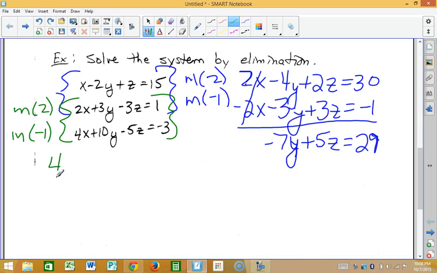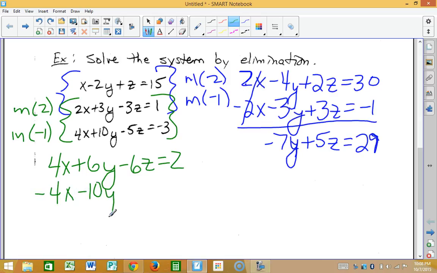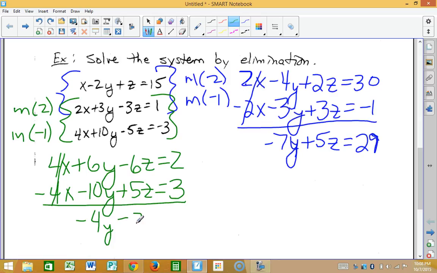So 2 times 2 is 4x. 2 times 3 is plus 6y. And again, 2 times 3 is negative 6z equals 2. And we multiply by negative 1 here. We get negative 4x minus 10y plus 5z equals 3. Adding those up, again, the x's are gone. We get negative 4y minus z equals 5.